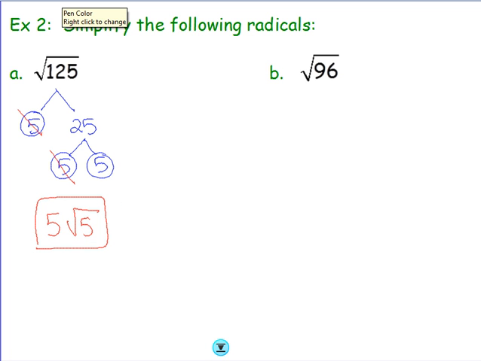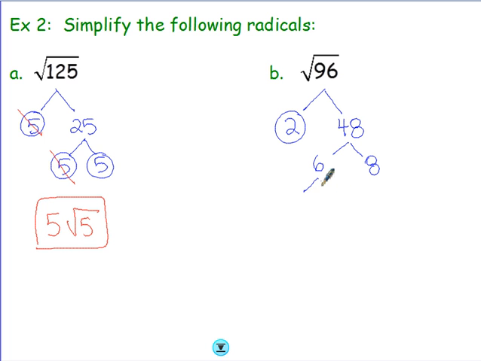Let's look at the square root of 96. That is 2 times 48. 2 is prime. 48 is 6 and 8. 6 is 2 and 3, both primes. 8 is 2 and 4. 2 is prime. And 4 is 2 and 2, both primes.